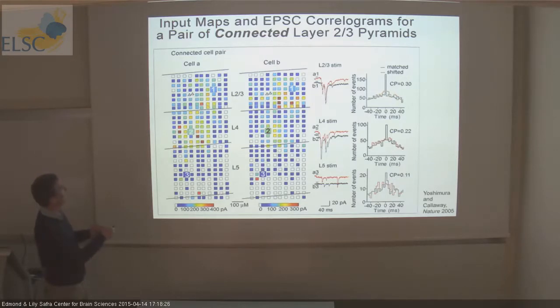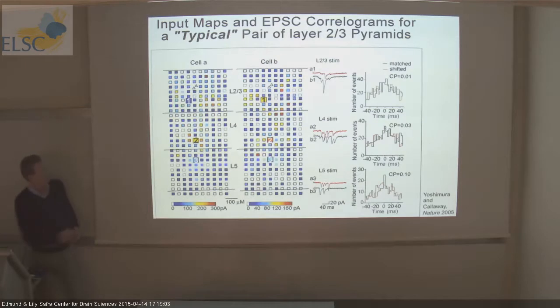And we can calculate that separately for the stimulation sites in each layer, layer 2, 3, layer 4, layer 5. And you see for this particular pair of cells, there's a big peak in the correlogram, and we estimate that these cells share about 30% of their input in common from within layer 2, 3, 22% from layer 4, and 11% from layer 5. Well, it turns out this is not a typical case. This is a case where the two cells in the pair are connected to each other. The two cells have a direct connection to each other. It could be reciprocal, but it's usually one way.